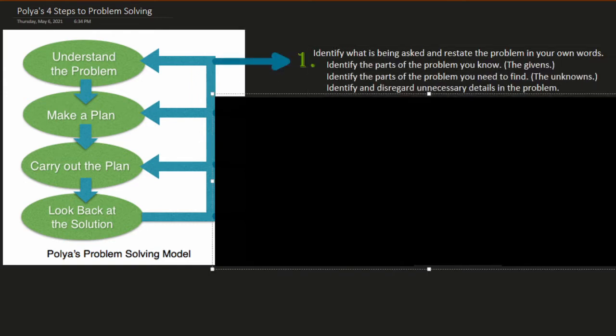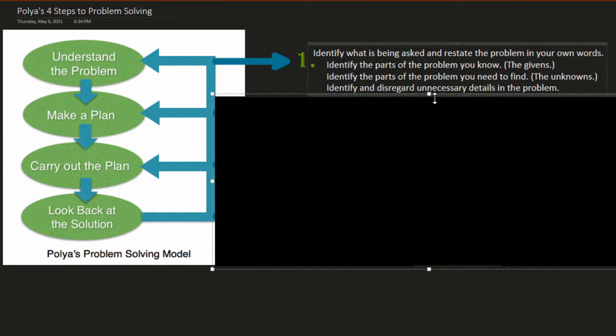So with the first step, understanding the problem, we need to identify what's being asked, and it's a good idea to restate the problem in your own words. That means that we need to identify the parts of the problem that we know, which are the givens. We need to identify parts of the problem that we need to find, which are the unknowns, and then we need to identify and potentially disregard unnecessary details of the problem. With word problems, it happens quite often where they add a lot of details that don't lead you to the solution. So those are details that we can absolutely just ignore.